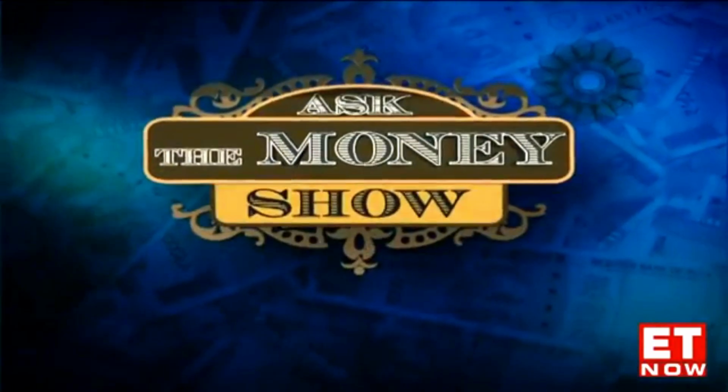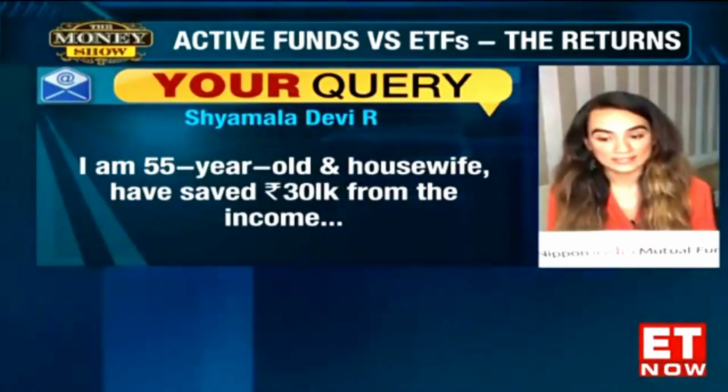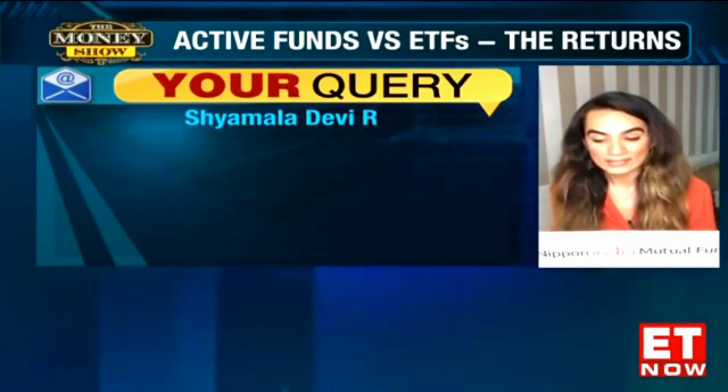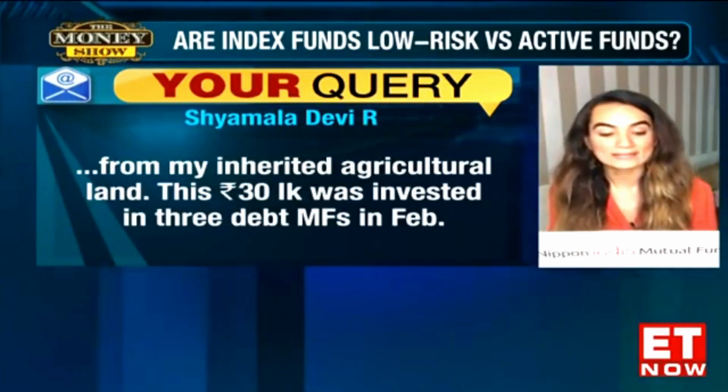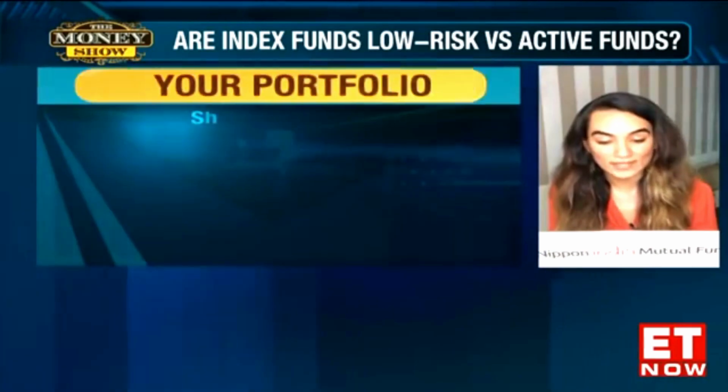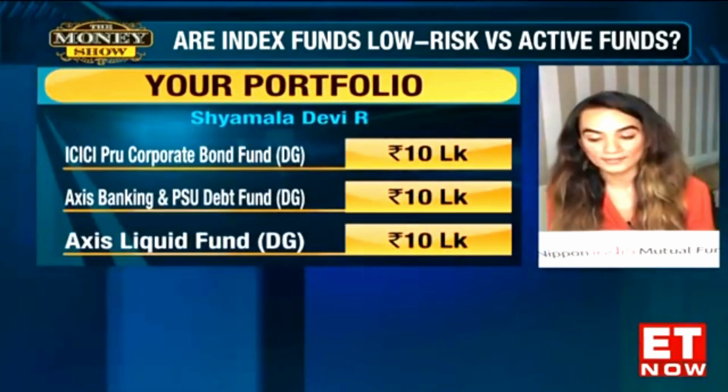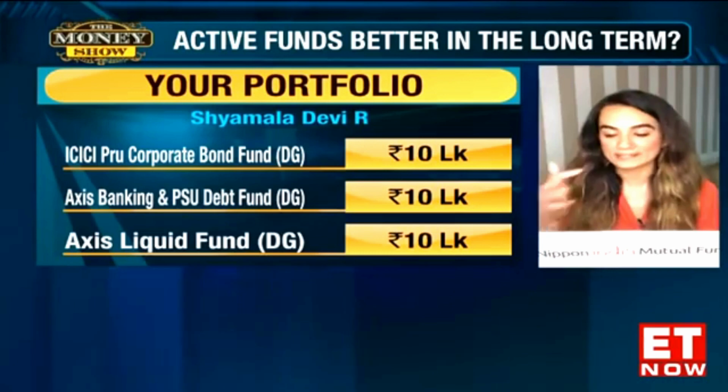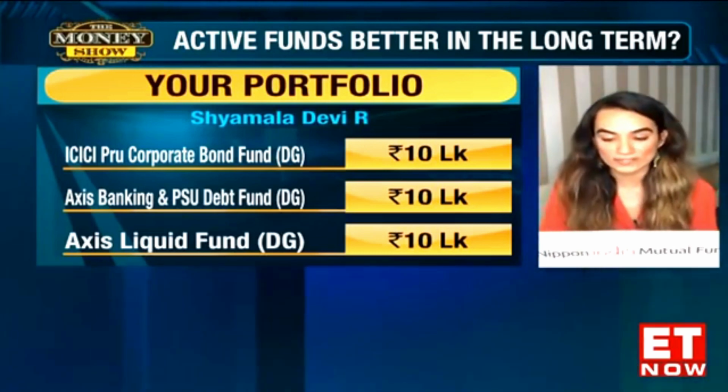Shyamala Devi says, I'm a 55-year-old housewife, and I've saved 30 lakh rupees from the income on my inherited agricultural land. Now she invested this 30 lakh rupees in 3 debt funds: ICICI Prudential Corporate Bond Fund, Axis Banking and PSU Debt Fund, and Axis Liquid Fund, all direct growth. She put 10 lakh rupees each in these 3 funds in Feb 2020.